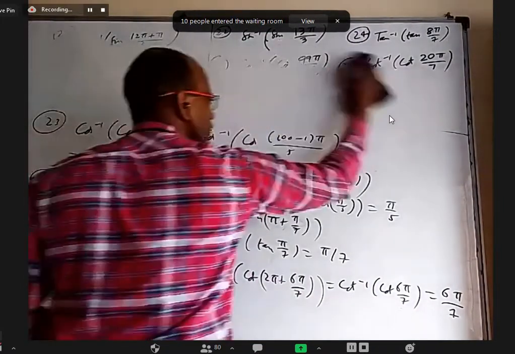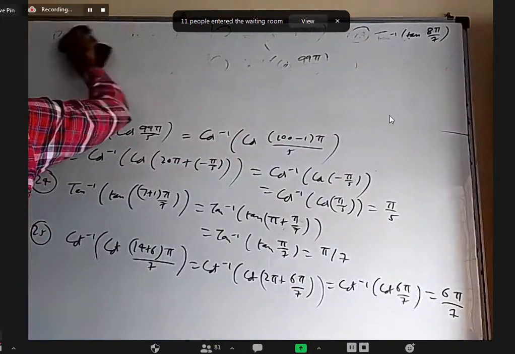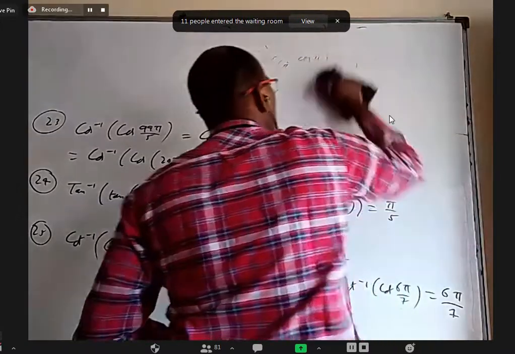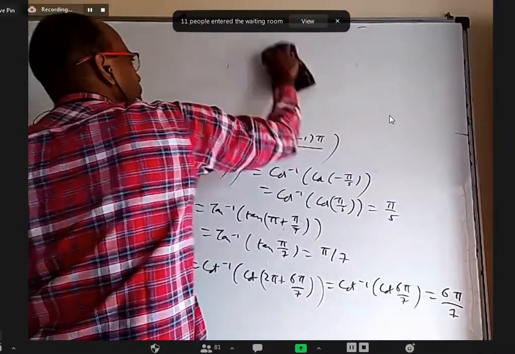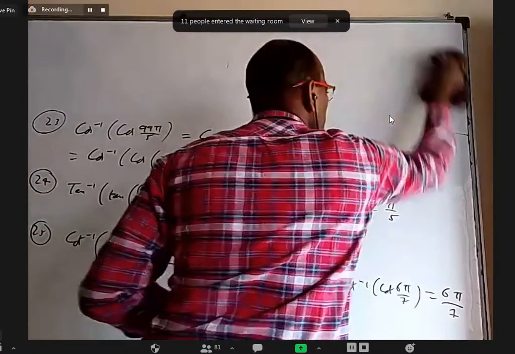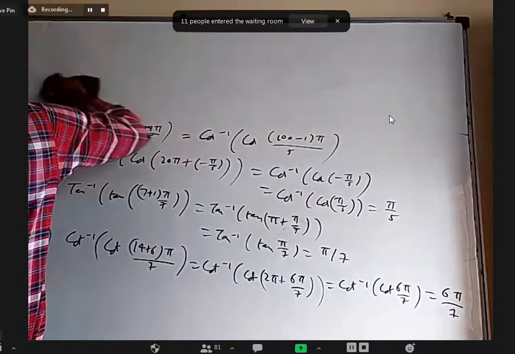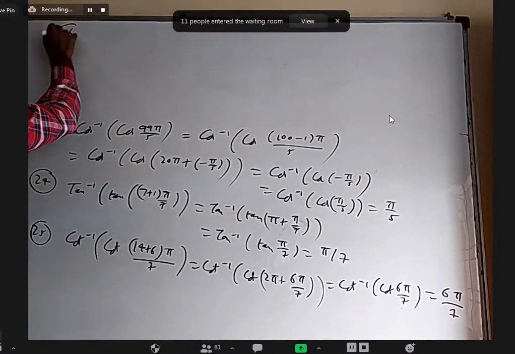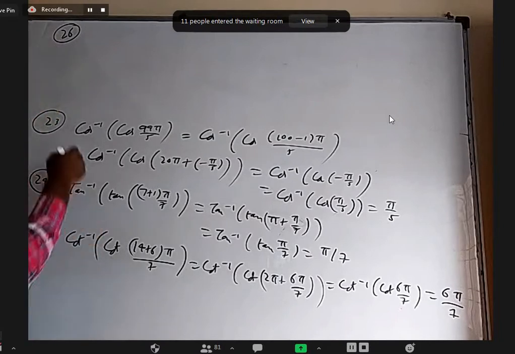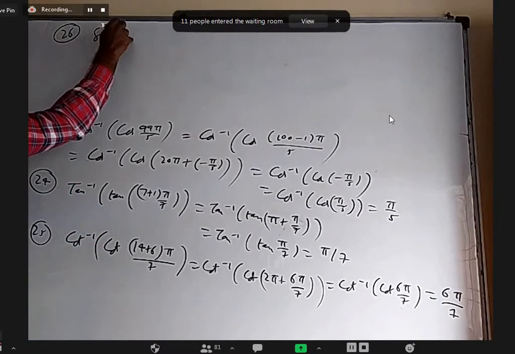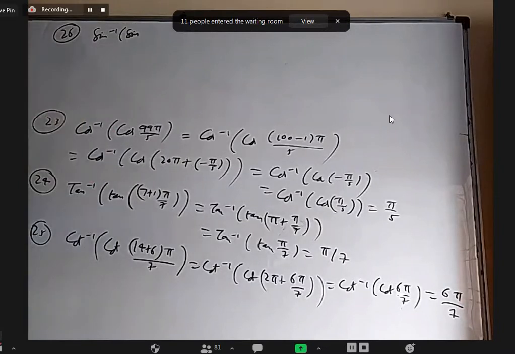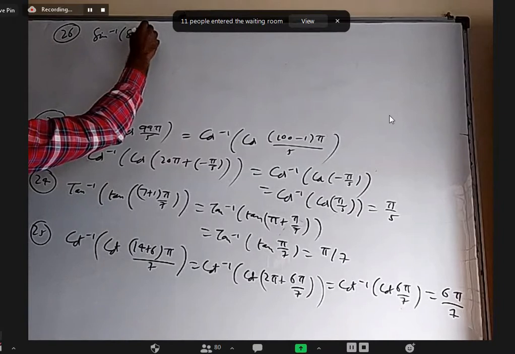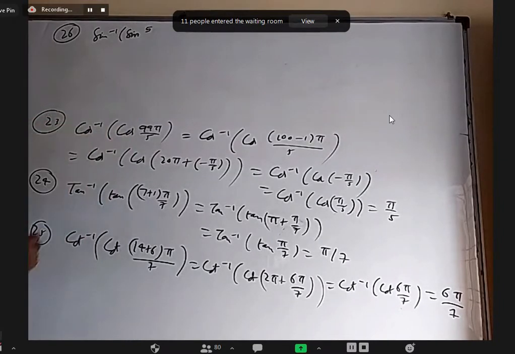We'll just get 3 more of this type and then we'll go further. Okay, 26. Is that sine or secant, sir? Sine only.